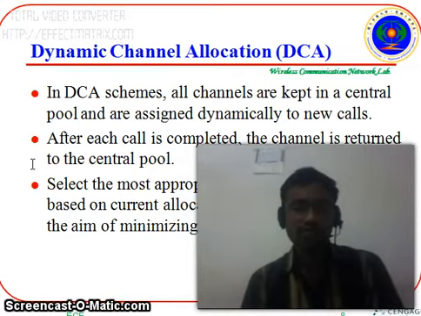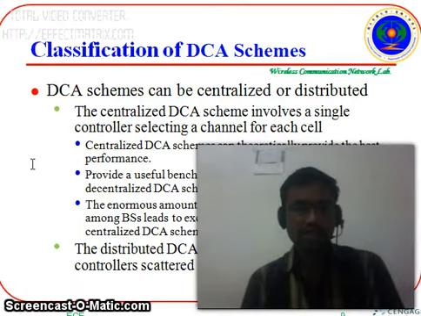Select the most appropriate channel for any call based on current allocation and current traffic. The channel allocation will depend upon the current traffic, with the aim of minimizing interference. So here also we go for dynamic channel allocation, and you can minimize the interference. This is the channel classification of dynamic channel allocation.